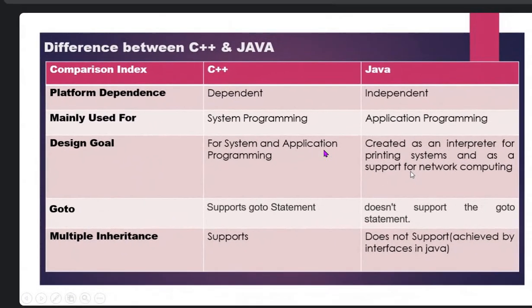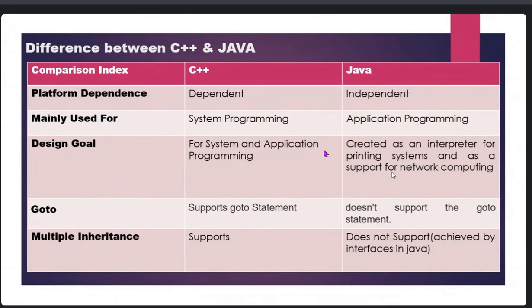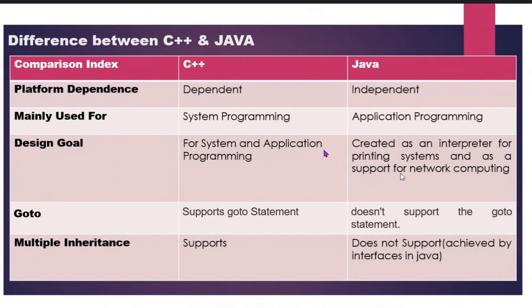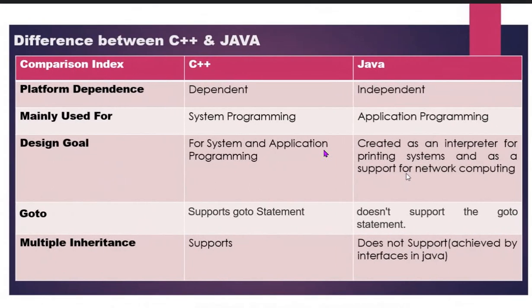The difference between C++ and Java is platform dependence. C++ is dependent and Java is independent. C++ is mainly used for system programming, and Java is used for application programming. And the design goal is for system and application.